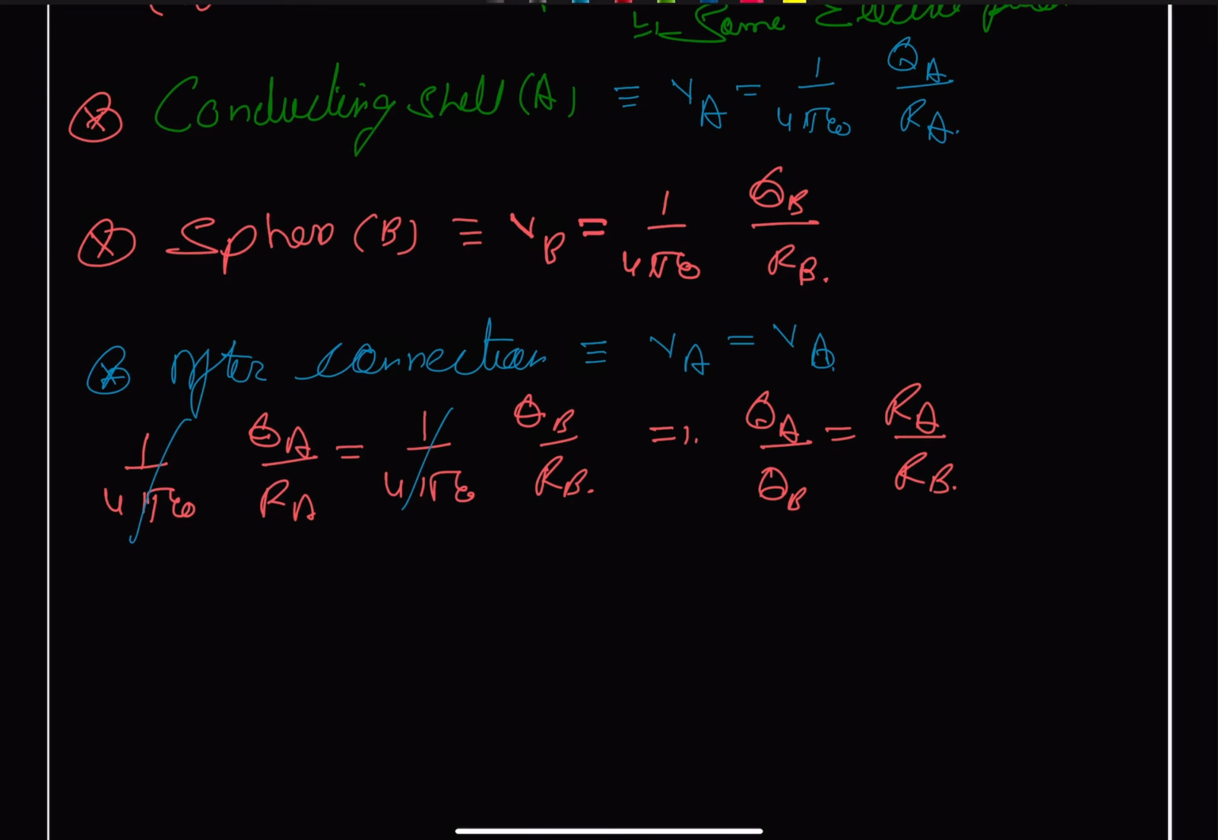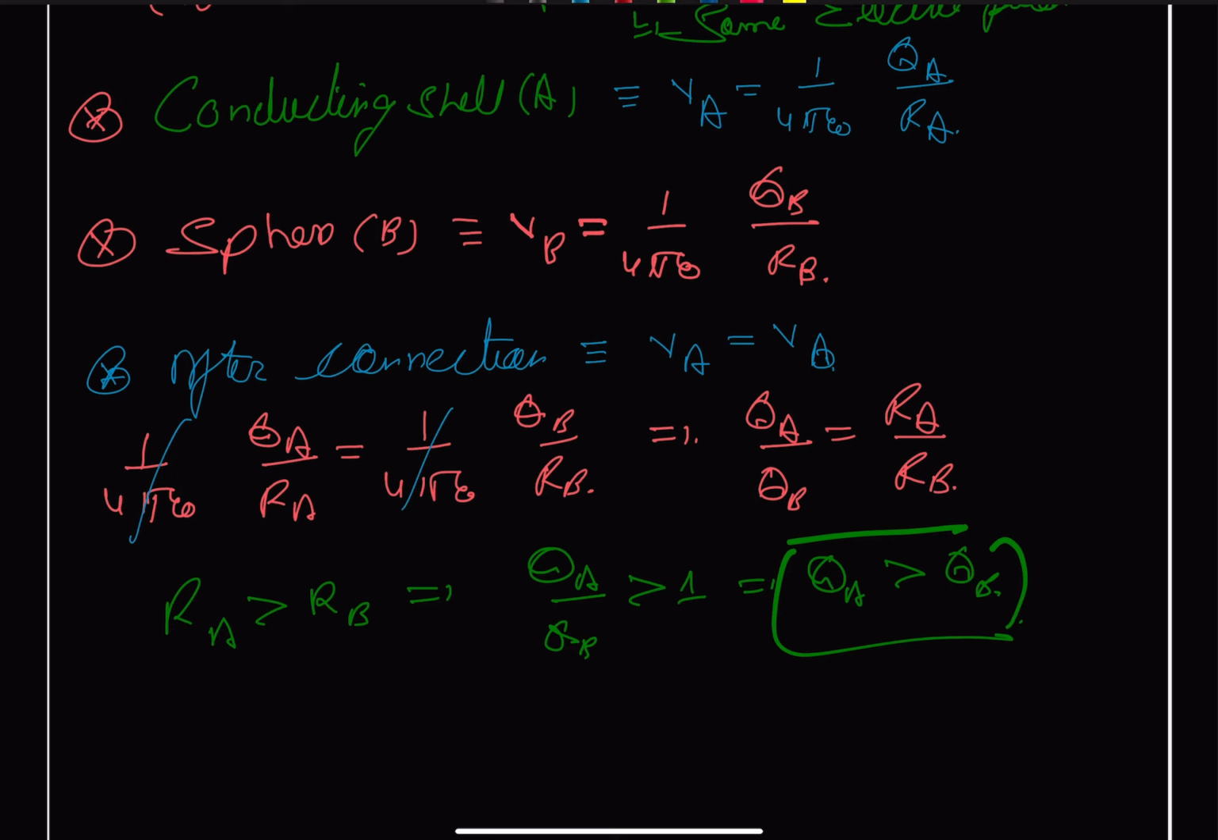But we are given that our RA is greater than our RB, which we can say that QA upon QB is greater than 1, giving us QA is greater than QB. So it means more charge shifts to the larger shell. This is the basic meaning of that. Now we come to the options that are given to us.